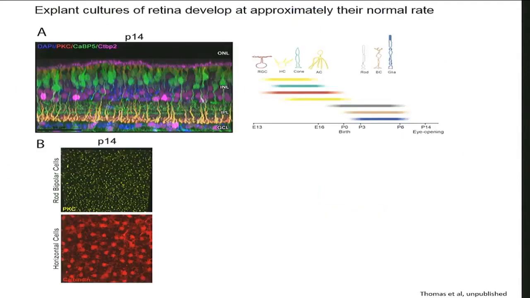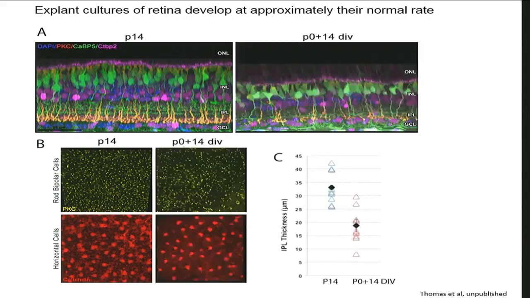And I should just give you a little bit of data now on what we've done in the past year or so. We've begun to look at normal mouse development in vitro. This is an example of the synapses forming in the plexiform layer of the bipolar cells and the amacrine cells. This is the density of normal horizontal cells and the density of rod bipolar cells.